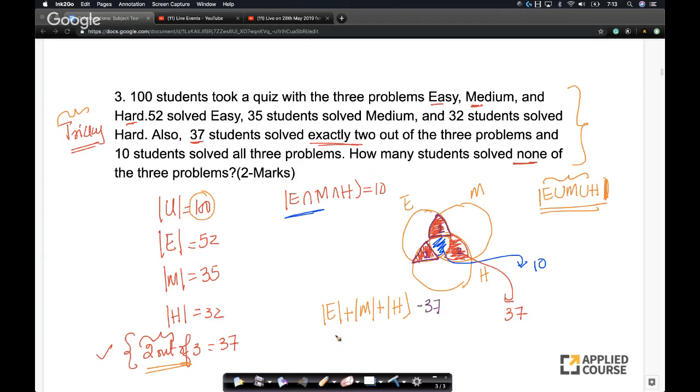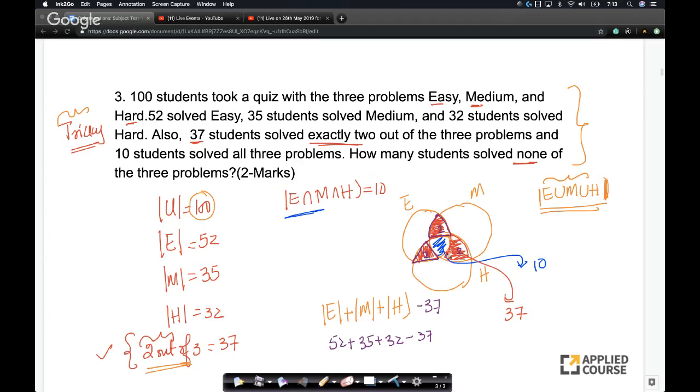What is E? E is 52. What is M? 35. What is H? H is 32, right? Remember, these 3 regions are counted twice. So if you subtract once, they'll only be counted once. Very good. What about this blue region now?